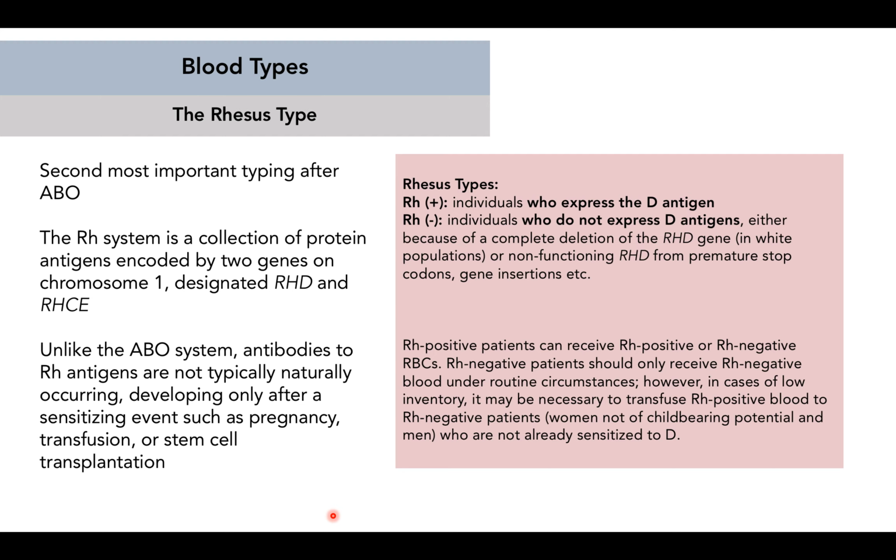So this is the second most important typing. The Rhesus antigen is called the RHD because it's the Rhesus D antigen. People with Rhesus positive phenotype are actually expressing the D antigen on their red blood cells, and people with Rhesus negative do not express the D antigen. Because these are not typically naturally occurring, they are usually developed after pregnancy or other sensitizing events. These are usually tested in these special circumstances, so they're not routinely tested, not as common as the ABO types.